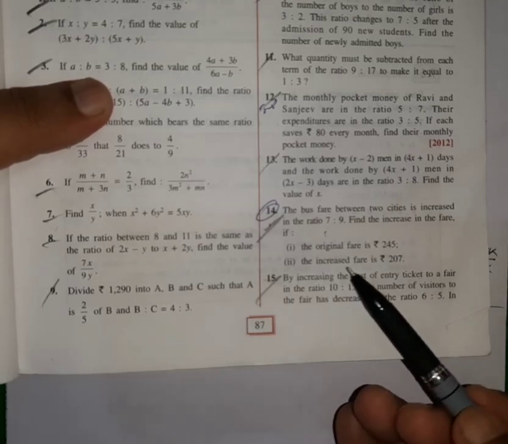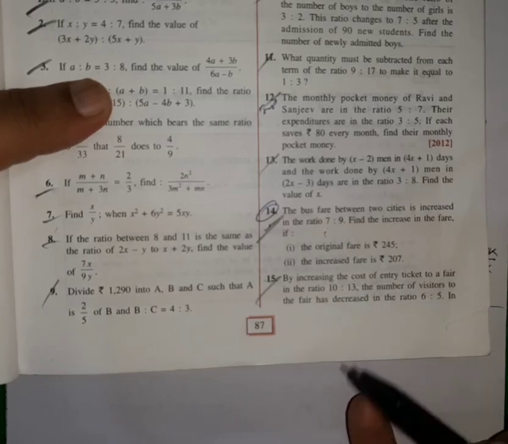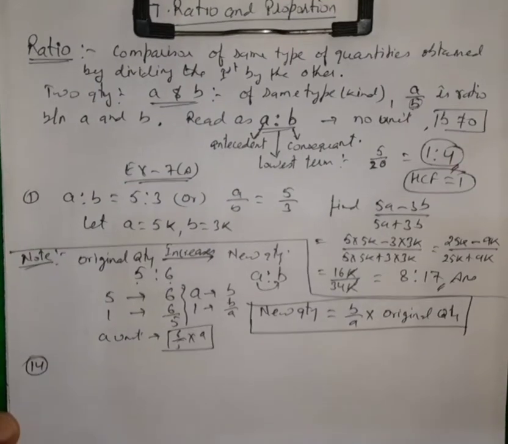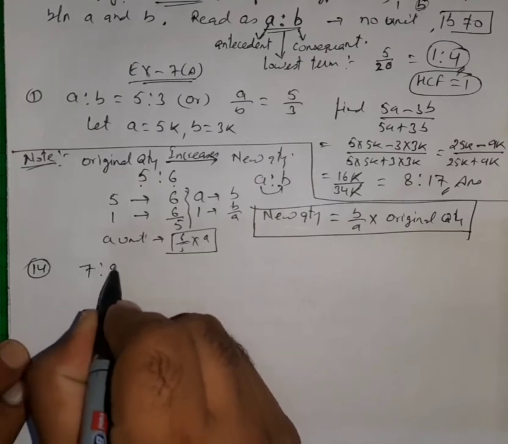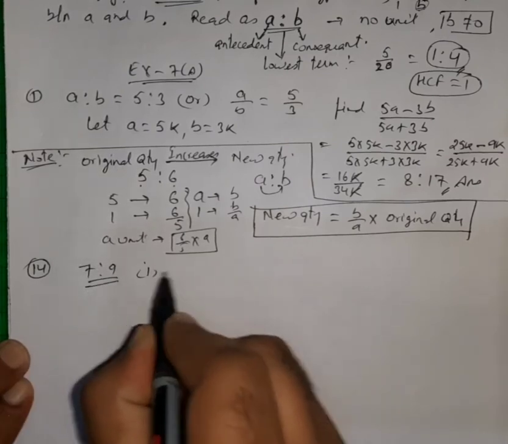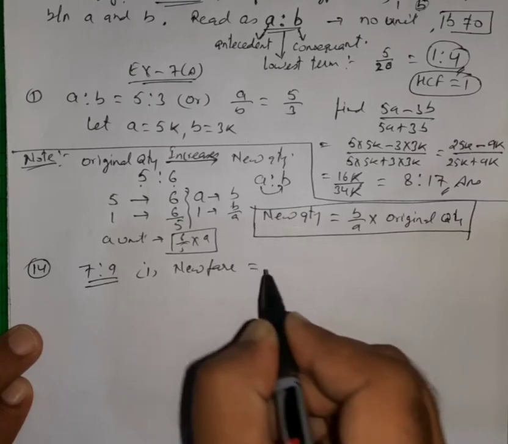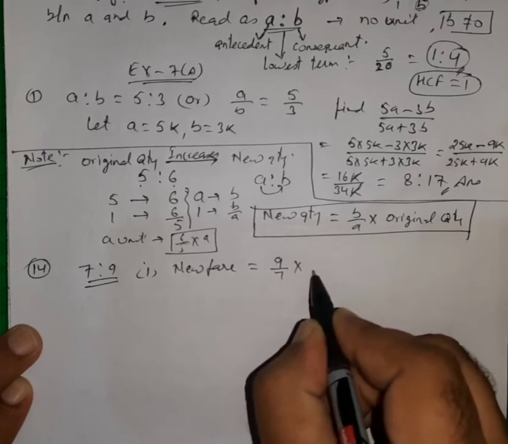So here in this, the increased fare is given. Then also in this part we have to find the original. Now I'm talking about question number 14. In this part the question says the change is 7:9, and in the first part the original fare is given, so we have to find the new fare.